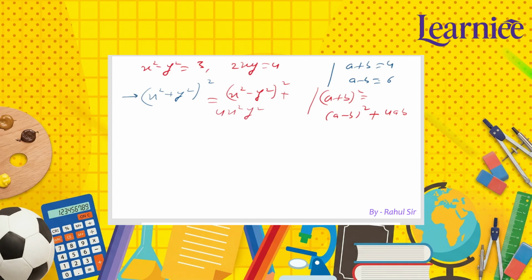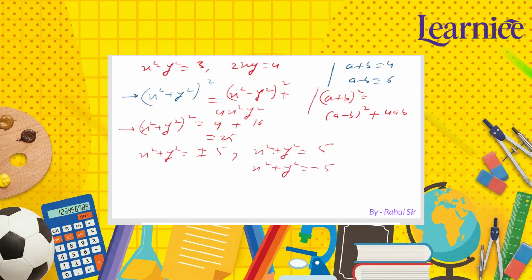Okay, so now we'll solve this one. We get (x square plus y square) whole square is nothing but (x square minus y square) square, which is 3 square, 9, plus 4x square y square. So this is nothing but (2xy) whole square, that is 16. So that is 25. So I will get x square plus y square is equal to plus minus 5. Mind it, x square plus y square is equal to 5 and x square plus y square is equal to minus 5.